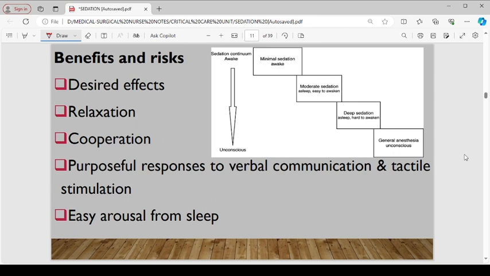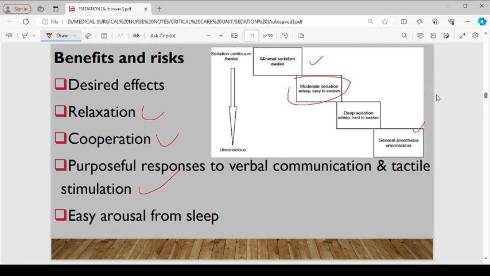So we have some benefits and risks associated with moderate sedation. We start, of course, with the desired effects, where we normally have at least relaxation. The patient is able to cooperate during the procedure, so this gives ample time to the physicians and healthcare providers in assisting the patient. We could also have purposeful responses to verbal communication and tactile stimulation, which are very vital for body control, and also easy arousal from sleep. Remember, we are moving from minimal sedation to general anesthesia. For minimal and moderate sedation, at least we are able to arouse the patient from sleep.